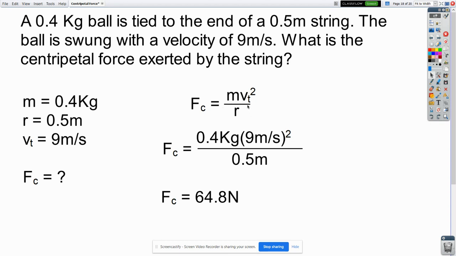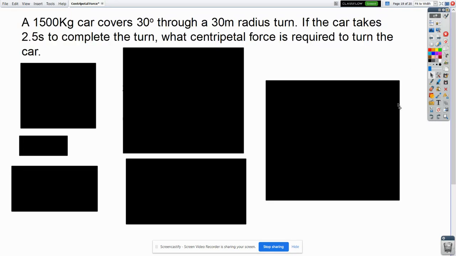Remember, if you're looking for radius, you have to move it out of the denominator first. Multiply both sides by r before you do anything else. You solve. The basic algebra is still there. I'm not going to do one of the basic algebra types.